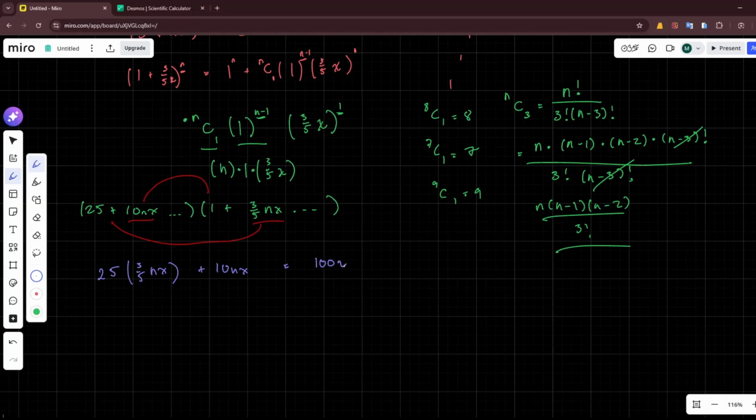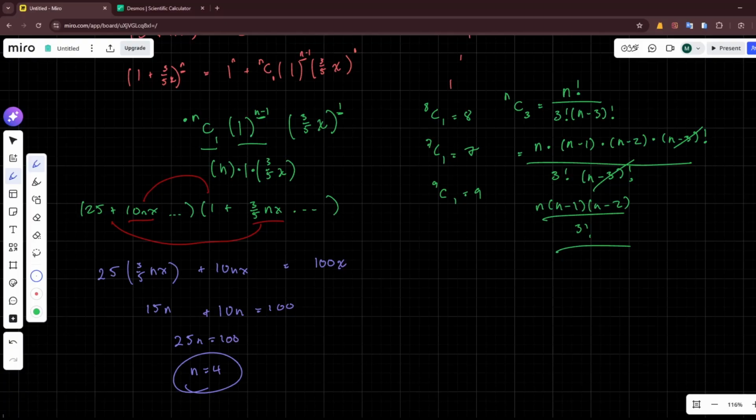Which we were told was 100x. So if we try and work through this, we're going to have 10nx plus 3/5 of 25 nx equals 100x. If we cancel all of the x's, that's 10n plus 3/5 of 25n equals 100. 3/5 of 25, well, if we divide 25 by 5, we get 5. 5 times 3 is 15. So we have 15n, and the x's have been cancelled. So this gives us 25n equals 100. And if we divide those, our value for n will be 4.